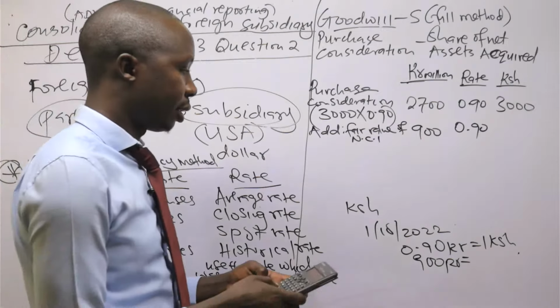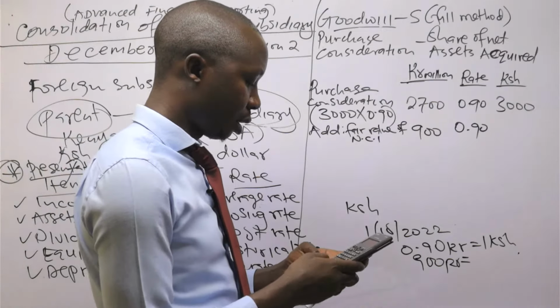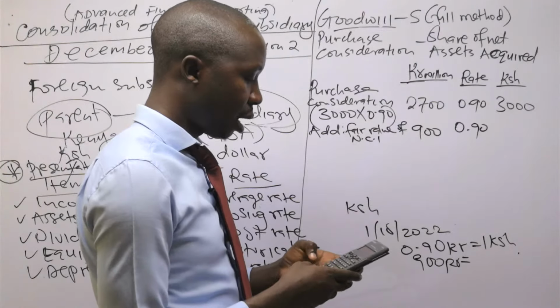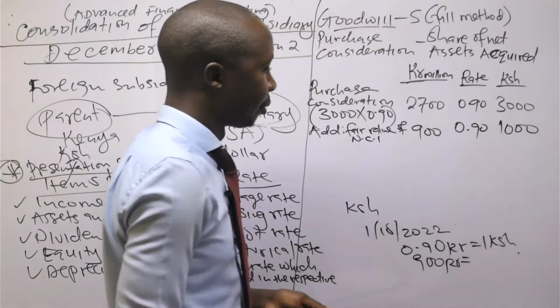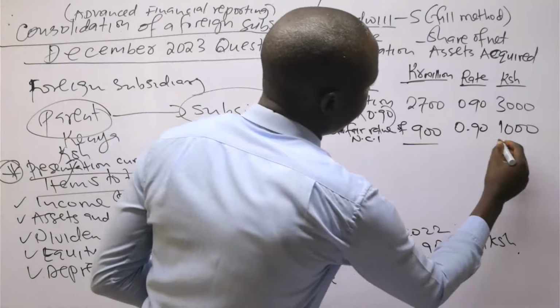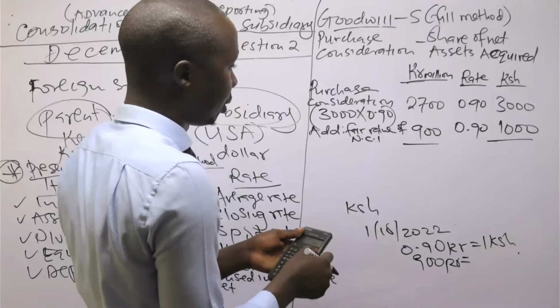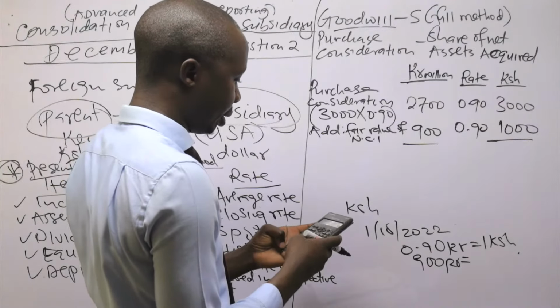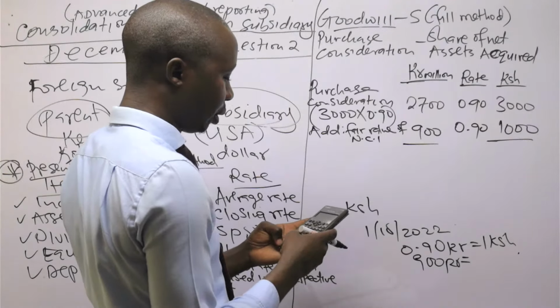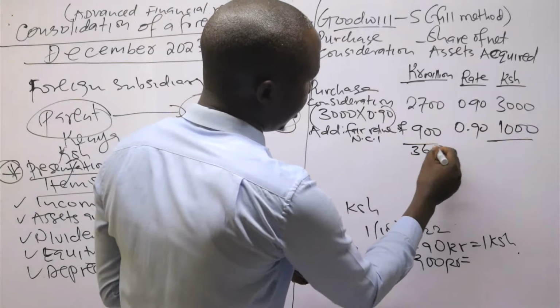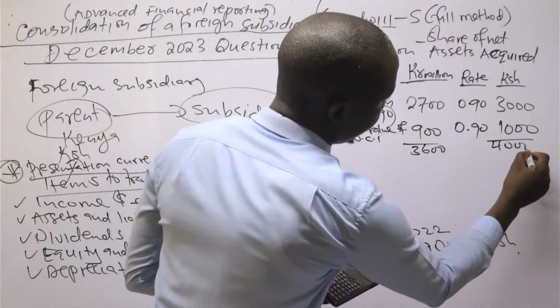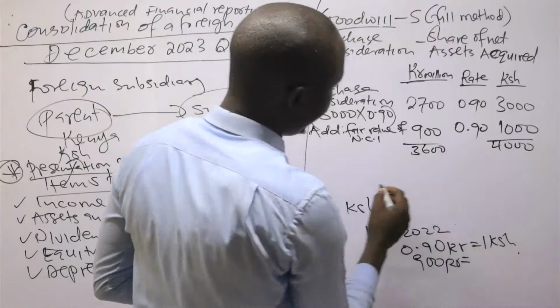So if I take 900 krona divided by 0.9, I will be able to get 1,000 Kenyan shillings. So that one you add. So the full method: 2,700 plus 900, that is 3,600. Then this is 4,000. Then now you deduct what? Net assets. You deduct the net assets of S.